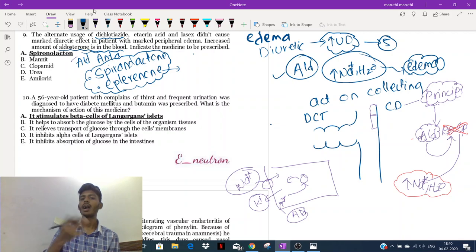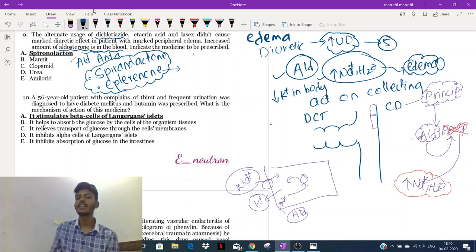Opposite to that of aldosterone. Aldosterone increases the sodium and water in the body and decreases the potassium in the body. Yes or no? Means it decreases the potassium in the blood. But aldosterone antagonists will cause a side effect exactly opposite, because they're blocking the aldosterone. So when aldosterone is blocked, exactly opposite things will happen. If aldosterone is working, sodium will be more.